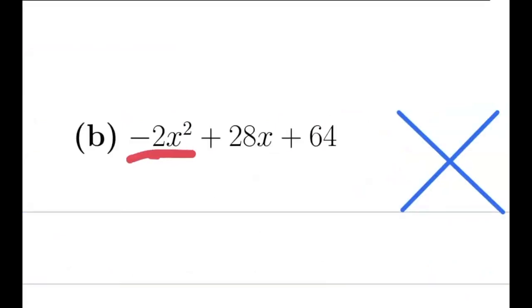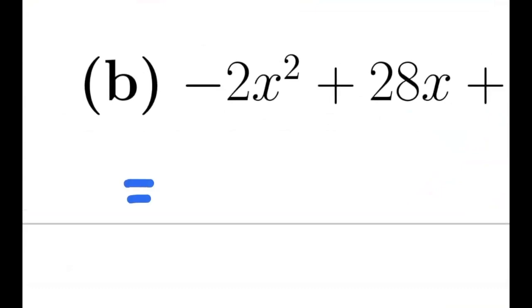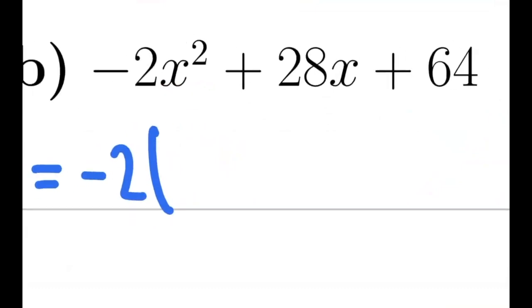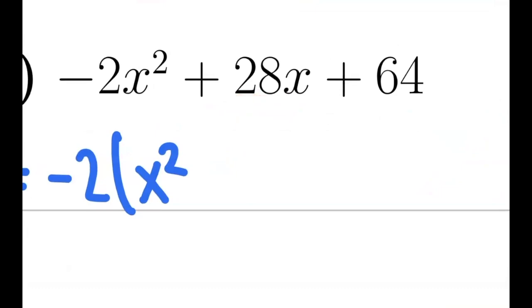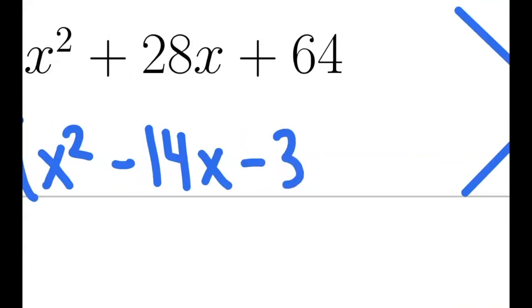But notice how all these terms have a common factor. What can I pull out from all these terms? 2, or would you want to pull out -2? I'm going to take out -2 because I want this to be a 1x squared. That's the greatest common factor. You're left with x squared here, 1x squared, which is what we want, and then 28 becomes -14, and 64 becomes -32.